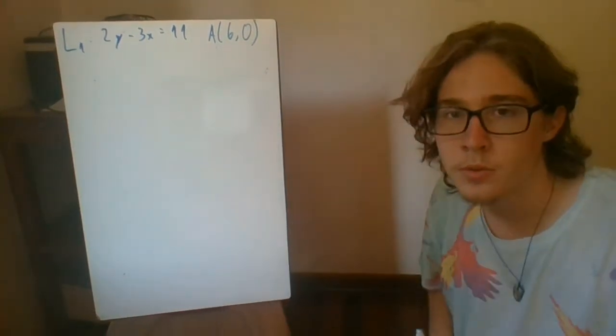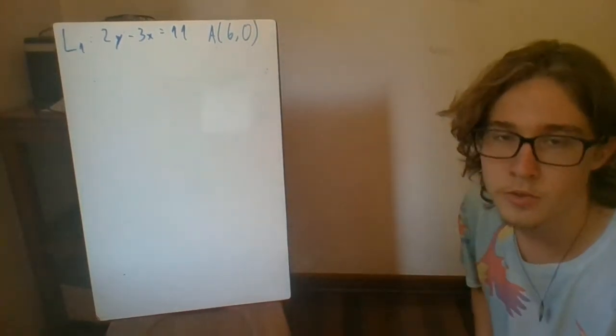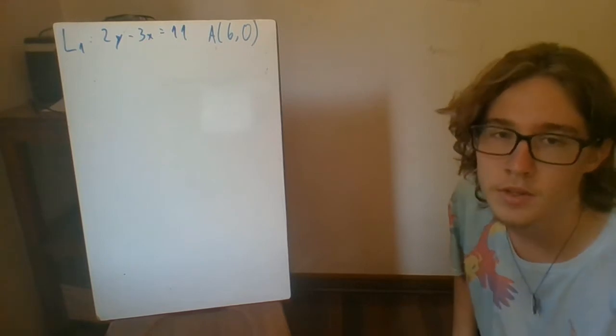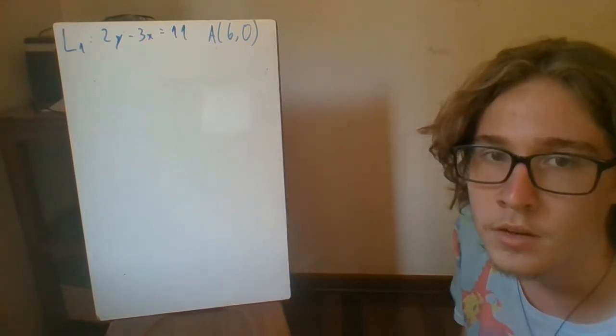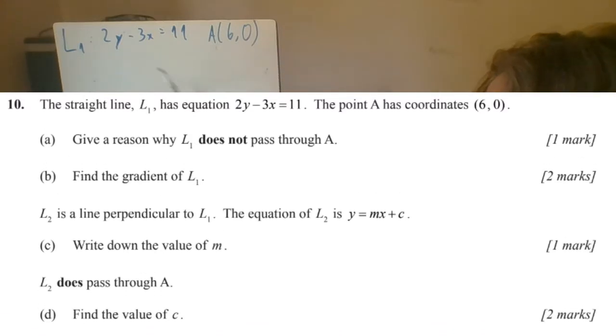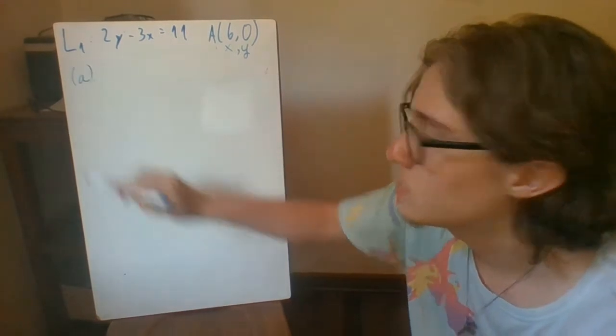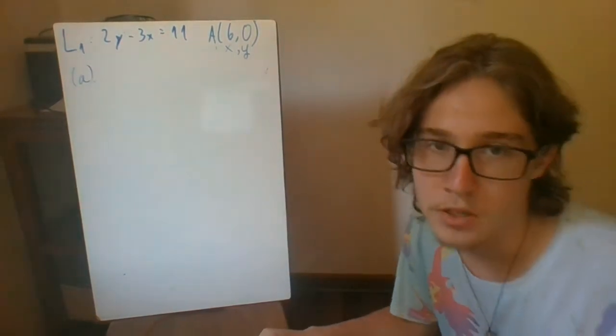Hello everybody. Today we're going to be going over an example problem for IB Math Studies about lines and perpendicular lines. The problem gives us that the straight line L1 has this equation and that the point A has coordinates (6, 0). Part A tells us to give a reason why L1 does not pass through A.